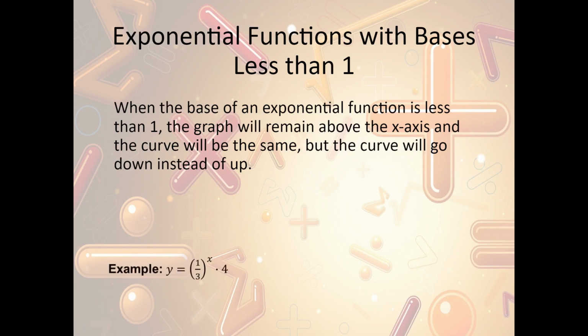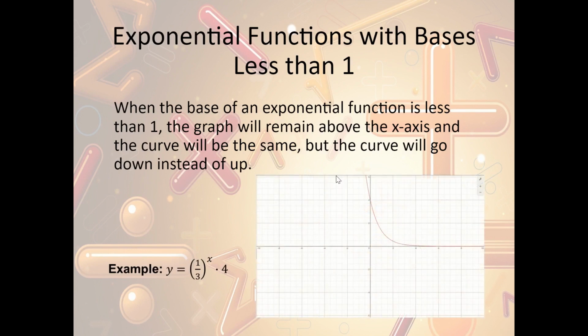For example, we have y equals 1/3 to the x power times 4. Notice this base is smaller than 1, and a normal curve goes up, but if we have a base number less than 1, it's going to go downward as we go from left to right. So it looks exactly the same as 3 to the x, except it's mirrored over to the other side and going this direction.